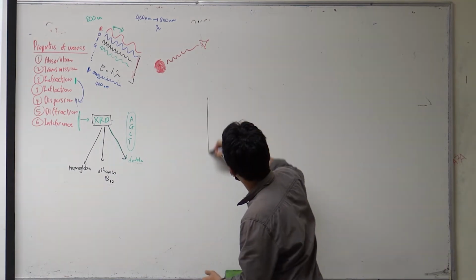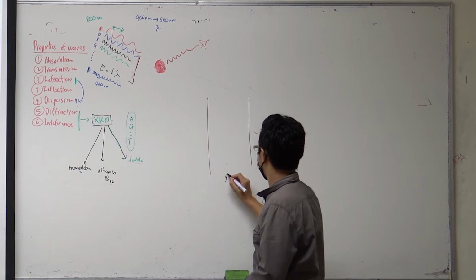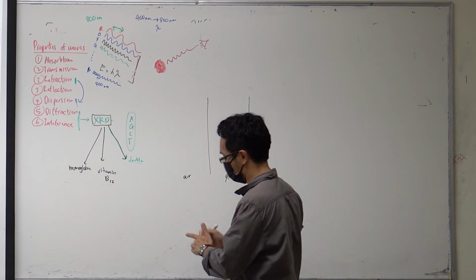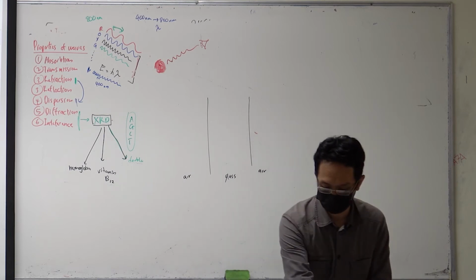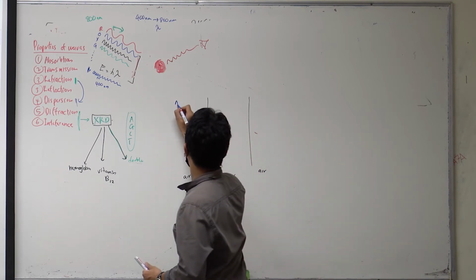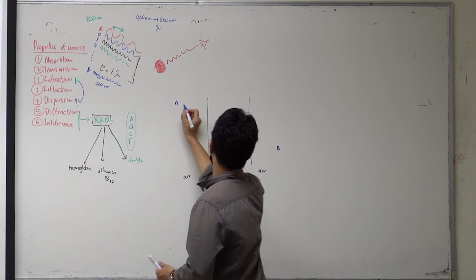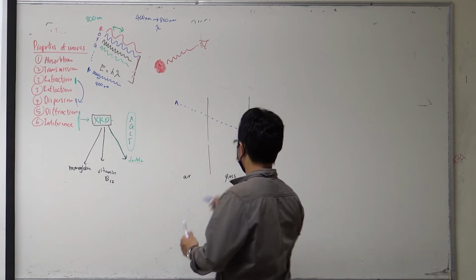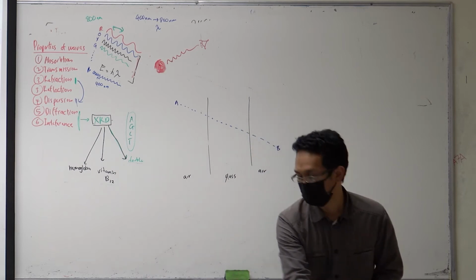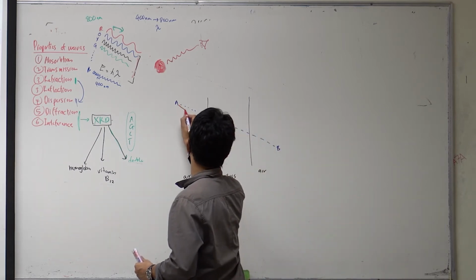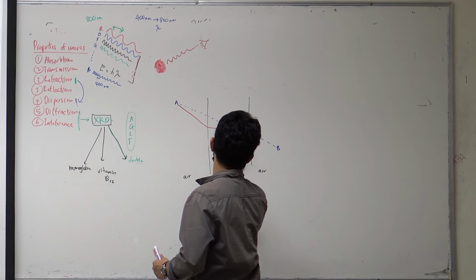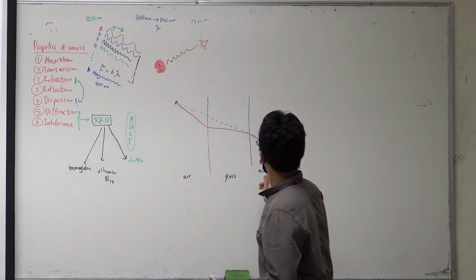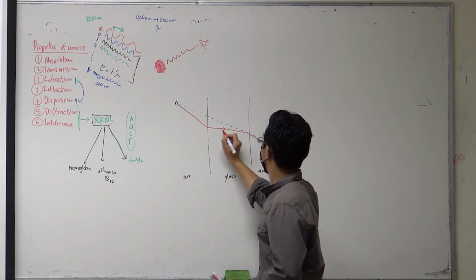I have this glass, this air, and then let me put a straight line first. Let's say this is A and this is B. Let me draw a straight line. So this is the shortest path to A and B. But when you shine the light, what happens is that it goes here, and then it goes here, it goes here, something like that. They bend here.